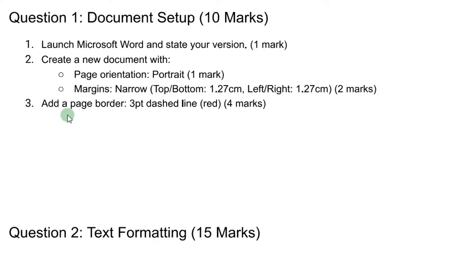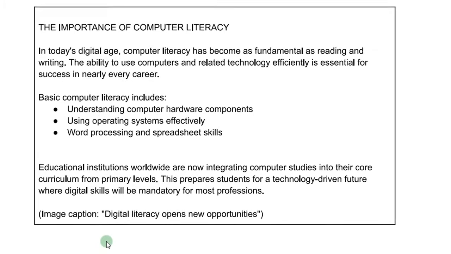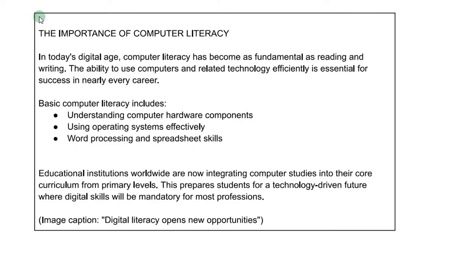After margin, they say add a page border, 3-point dash line, red. Good. So they're asking us to add a page border. Now let me move to the question. So this is what we call a border here. This line like that, this box where our text is inside, this box is what we call a border. Good. Now there are different types of border. There's what we call a solid border, a dash border. There are different types. So what you are seeing is a solid border. Now dash border simply means that we are having a dash.